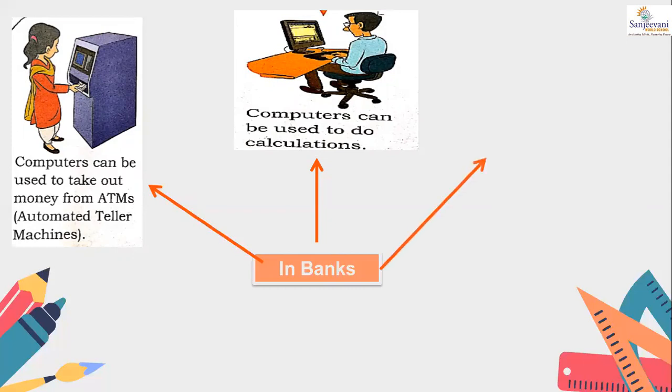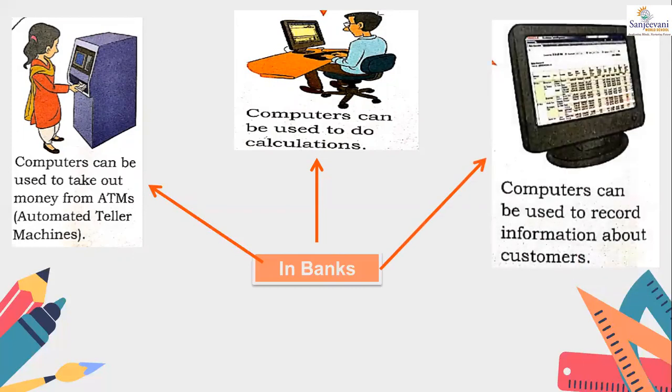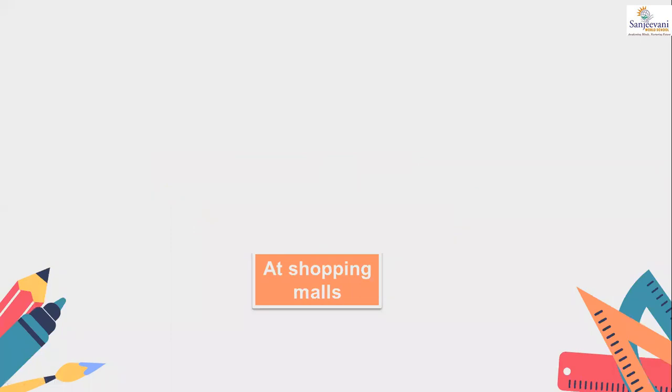And the next use of computers in a bank is to record information about customers. The name of the customer, the address, the age, how much money that customer has, what type of account that customer has, all the information about the customer is stored in a computer. So these are the three uses of computers in a bank. Next, we are going to see the use of computers at shopping malls.